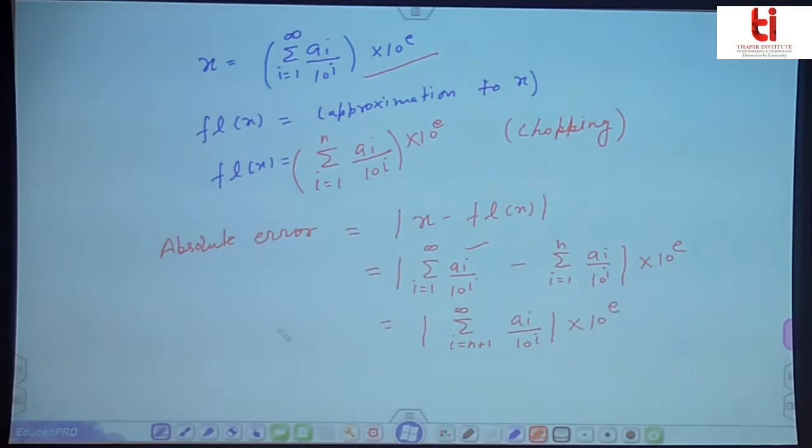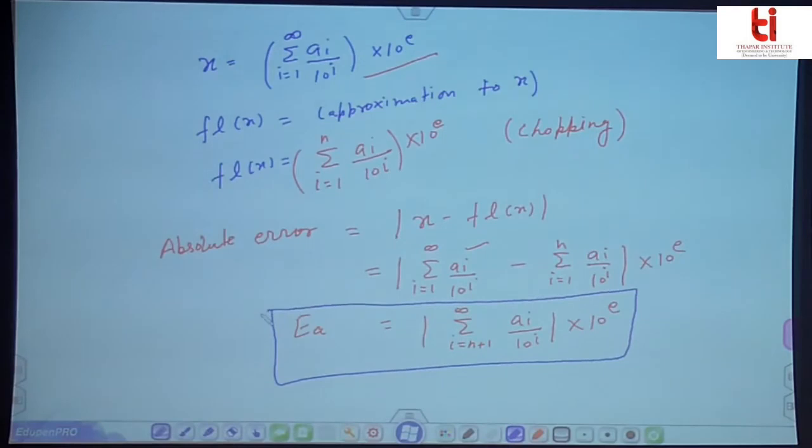Okay, so this is your absolute error. We can represent it by E(a). Here i is varying from n plus 1 to infinity. Now, what is this a_i? It is the digit at positions n plus 1 to infinity.